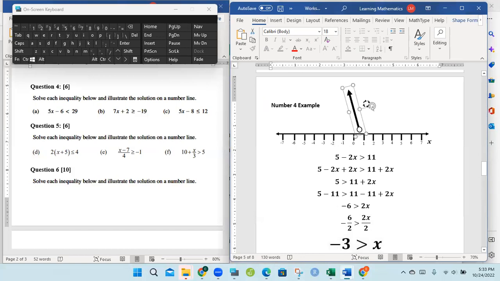So where are these numbers? On the left side of negative 3. Negative 3 is not included. So start on negative 3, and here it is. These numbers are negative 4, negative 5, negative 6, right up to negative infinity.